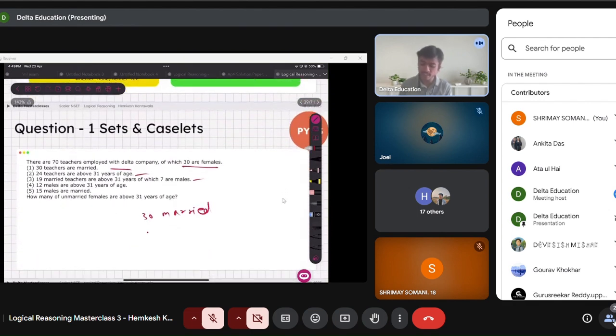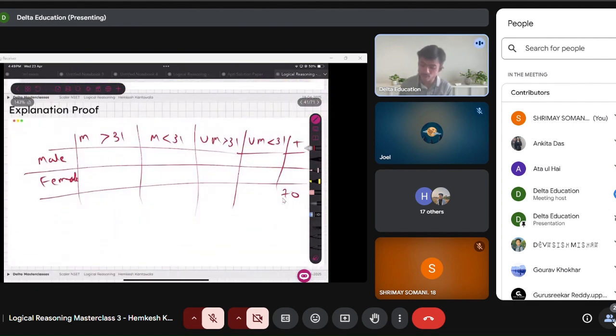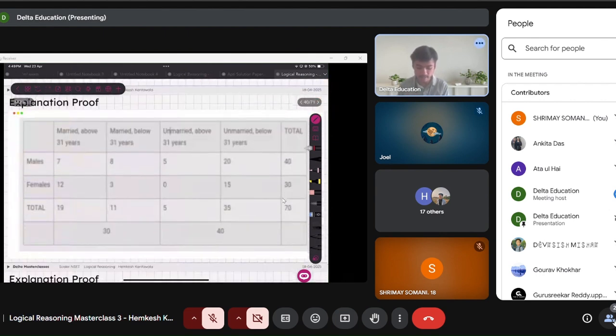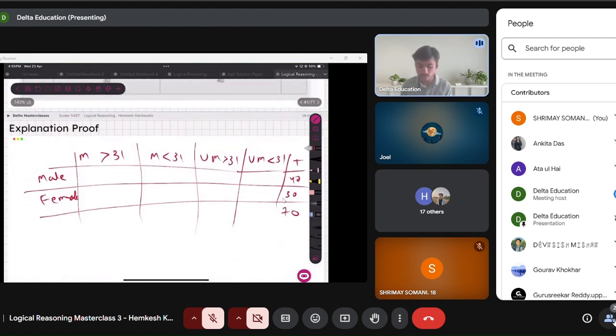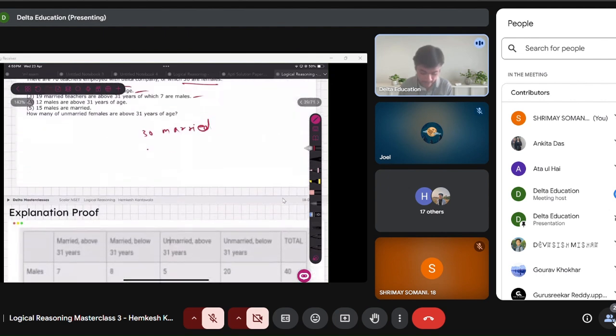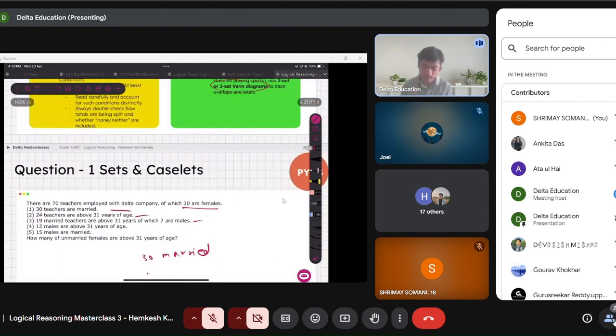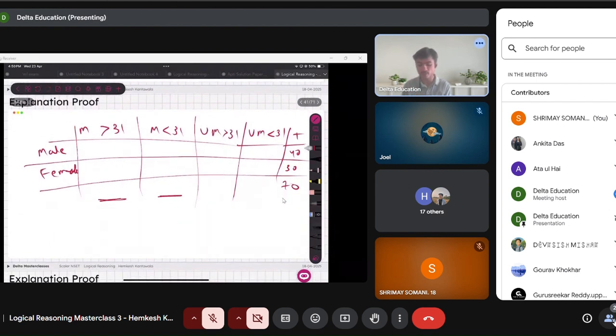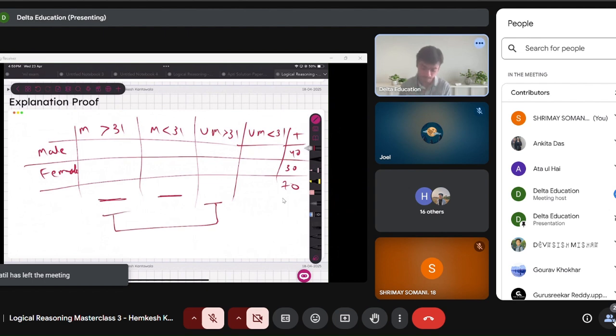Out of which 30 are female, so 40 would be male. Okay. Then next, 30 teachers are married, so the sum of this and this is 30. Okay. Next, 24 teachers are above 31 years of age, so the sum of this and this is 24.